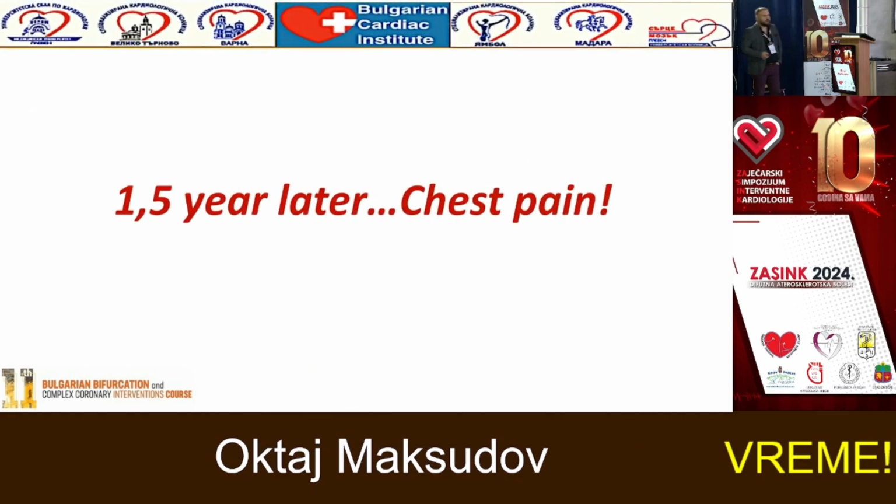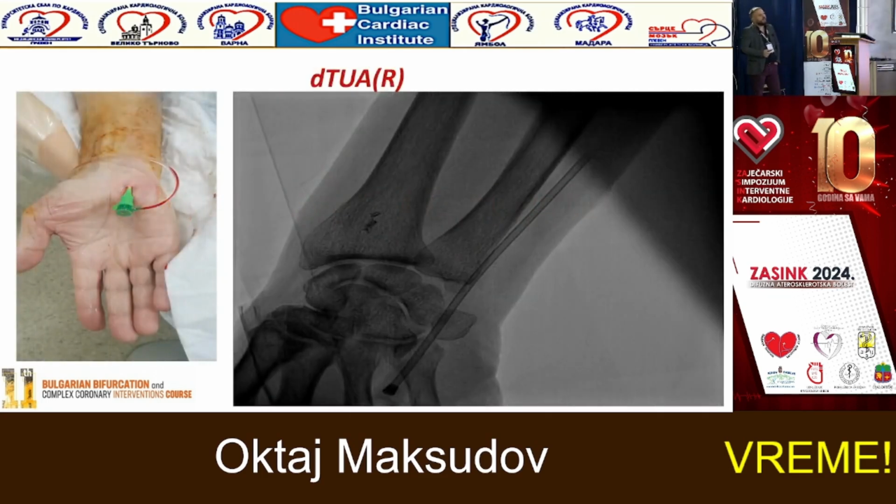One and a half years later, the patient came back with chest pain. At that time, we knew that the piece of stent was left in front of the radial artery. He was highly obese. He refused to go with femoral approach. We didn't want to go to the left, so we did something unusual, distal ulnar approach.